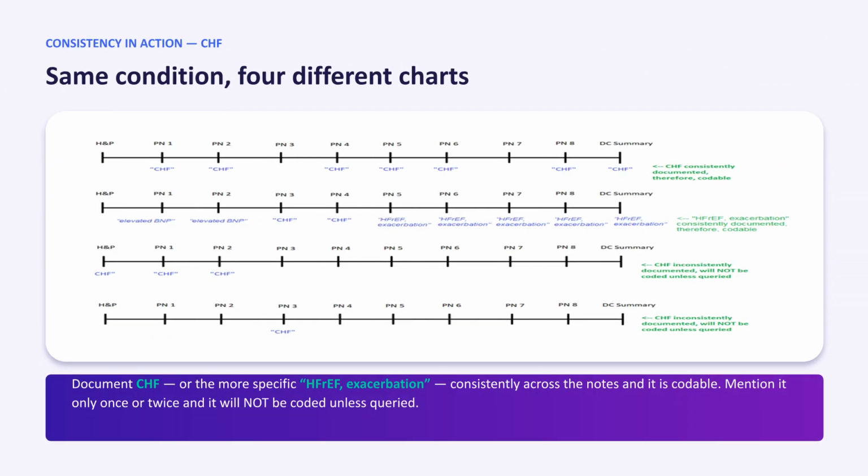Let's look at heart failure. In charts where the condition is documented consistently note after note, it is codable. If the diagnosis appears only once or twice and then vanishes, it likely won't be coded without a query. The same patient and same disease have different outcomes, based solely on how consistently you document them.